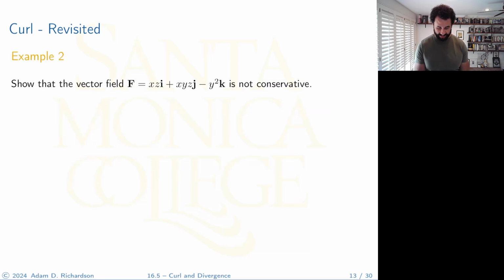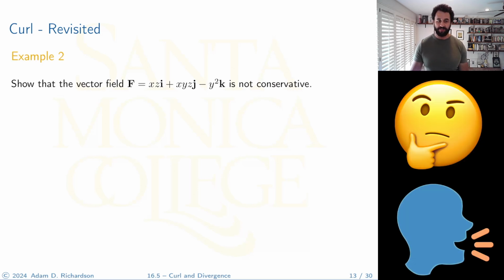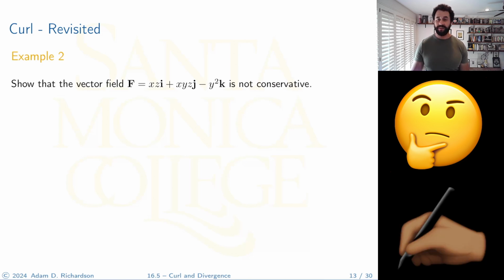So you try this out. I want you to show that the vector field given by these component functions is not conservative, right? So ponder this one for a minute. Think about it. Okay, and now say something out loud about what you might try, what you might check. All right, now compute it or do your calculations and see what you get. And we'll do it together in a moment.